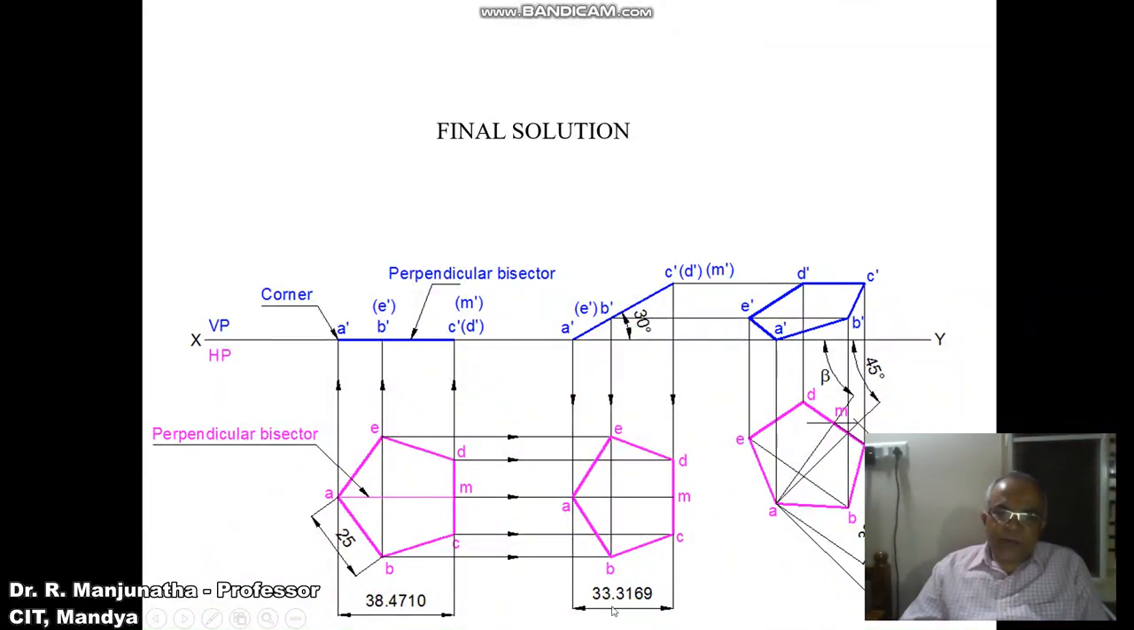Hence, we cannot reproduce the second position top view directly on the third position, because this is the apparent length and the inclination given is the true inclination. So first we need to find out the apparent inclination. To find it, consider any point at a suitable distance from the second position top view and mark this point as A, and then through this point A, draw a horizontal line.